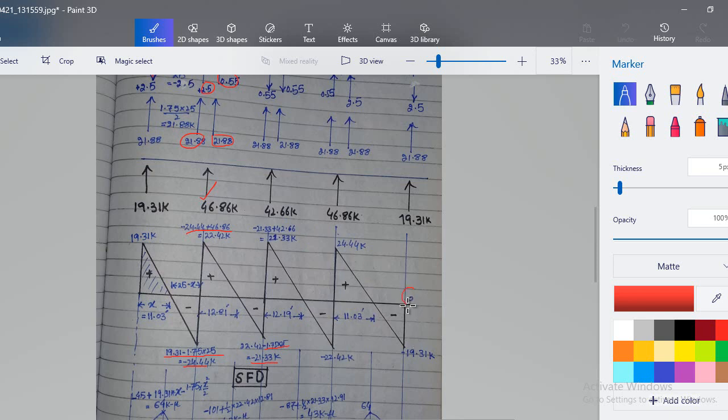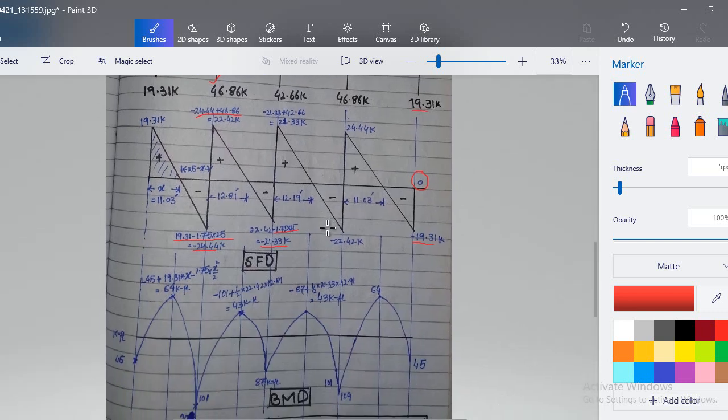Now remember here we must get 0. If we don't get 0, it means the shear which is calculated at this point should be equal to this one but opposite in sign. Then you will get 0. If you don't get 0 value, this means that your shear calculation is wrong. You have to repeat your calculation.